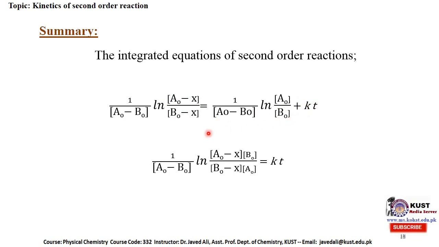We can rearrange this equation to 1 divided by a naught minus b naught log a naught minus x into b naught divided by b naught minus x into a naught is equal to kt. Similarly, we can plot this term versus t. We will get a straight line equation with constant slope k.